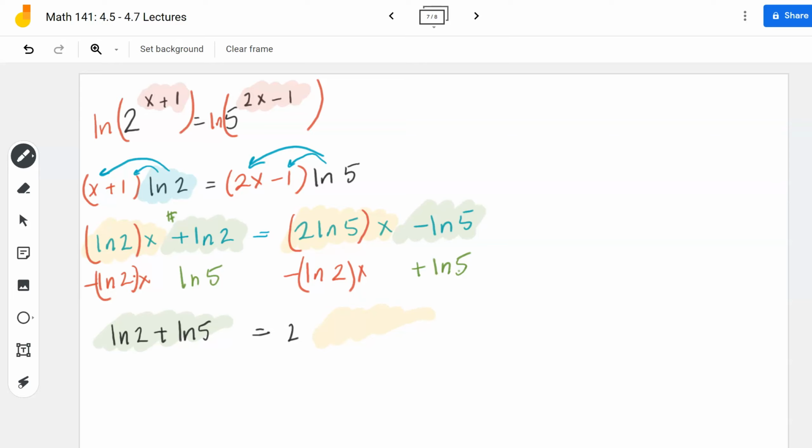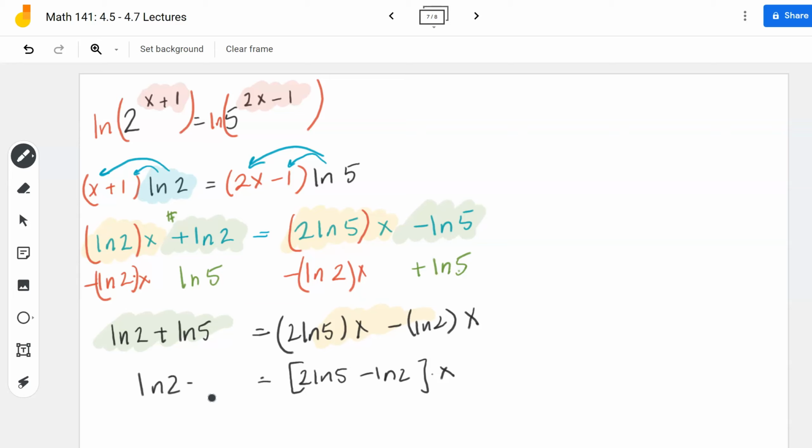And then I have 2 ln of 5 as my coefficient on an x, minus the ln of 2 as my coefficient on another x. And we got a factor, right? We can see there are x's in both of these, and we can factor out 2 ln of 5 minus the ln of 2 with an x on the outside. And so then we got, now we have two things multiplied together on the right.